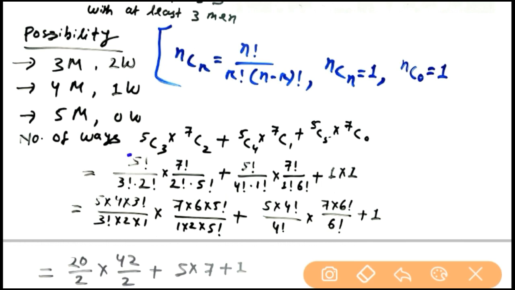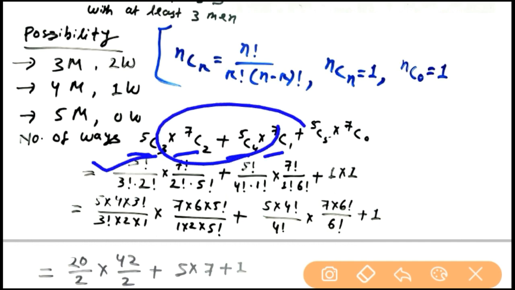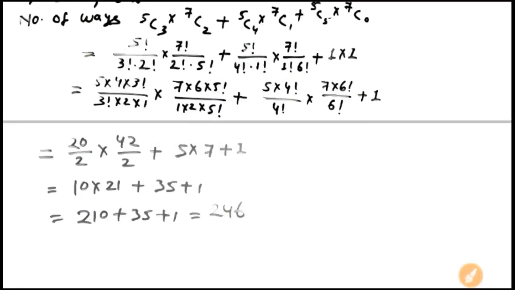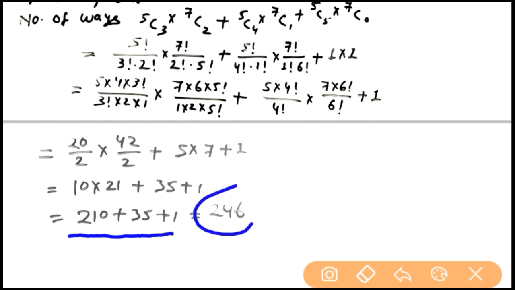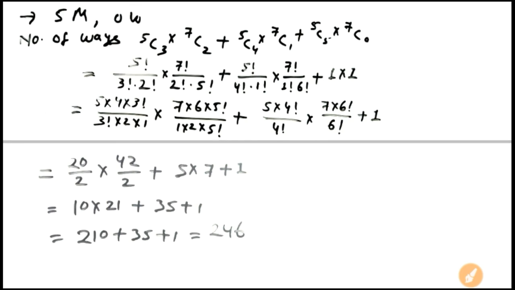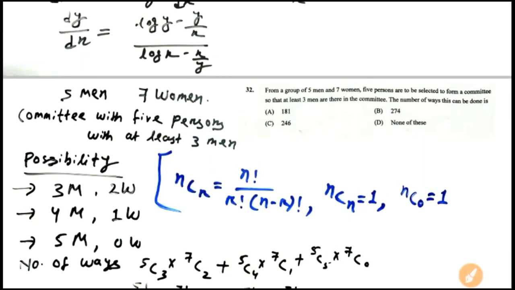Now 5C3, 7C2 and 5C4, 7C1 we will calculate like this. By calculating this we will finally get 210 plus 35 plus 1, that equals 246. You can do these calculations by yourself. So option C is the correct answer.